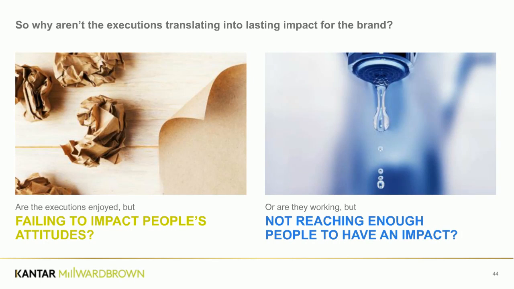We've really got two options. And one of them is that people were enjoying watching the creative, but there was something stopping that creative from having any lasting impact on their brand perceptions. So they were enjoying the moment, but it wasn't translating to equity or salience for the brand. Or they were working and people were enjoying them and they were impacting brand opinions, but they just weren't reaching enough people to have an impact on the overall trend.